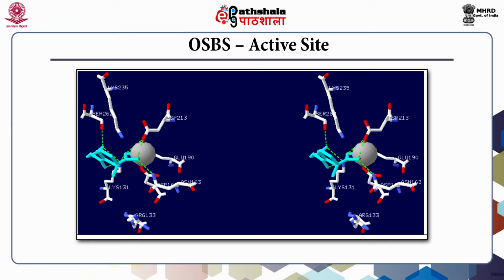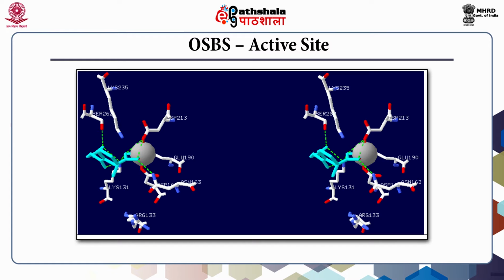In addition, 2 active site residues, that is arginine 133 and lysine 235, involved in catalysis need to be displayed in the active site. Therefore, display aspartate 161, arginine 133 and lysine 235 backbones and side chains. This completes the active site of the OSBS.